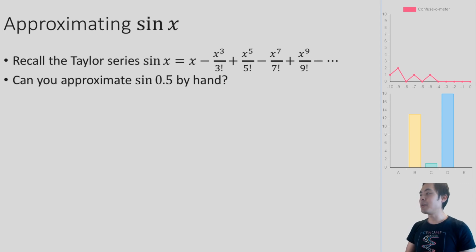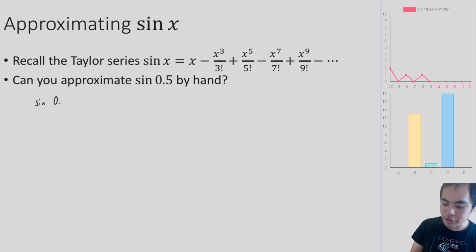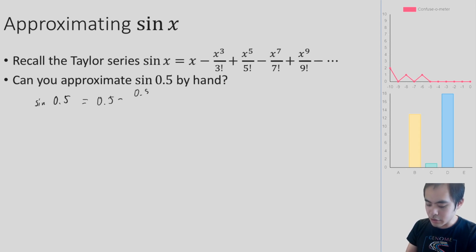So let's try approximating sine of 0.5 radians by hand. How do we do this? So sine of 0.5, you can plug this in, and what you get is 0.5 minus 0.5 cubed over 3 factorial plus 0.5 to the 5th power over 5 factorial minus 0.5 to the 7th power over 7 factorial, and so on.